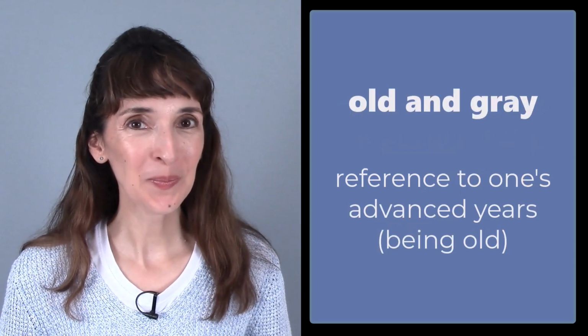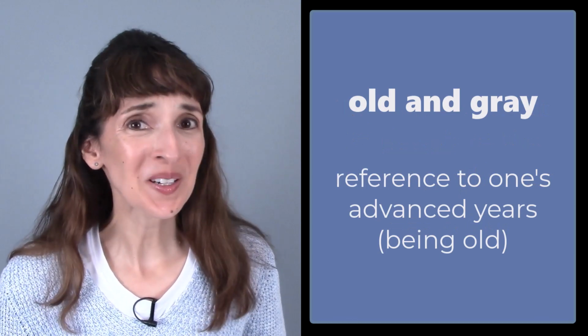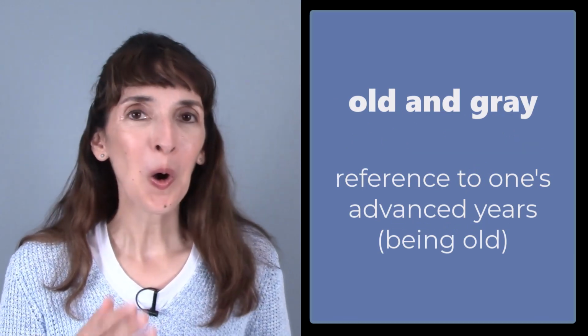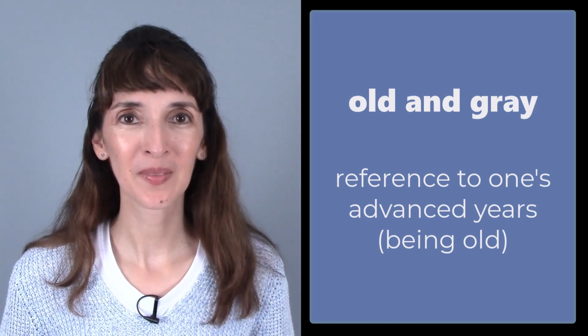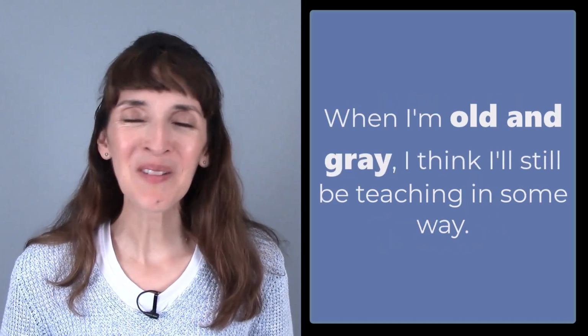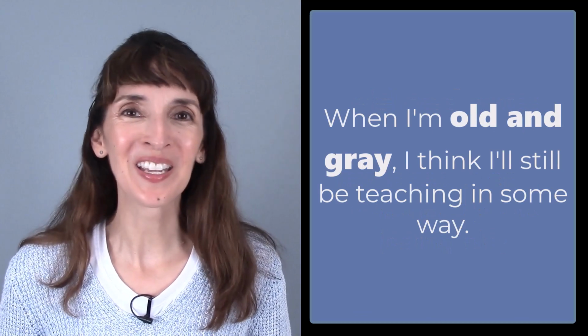Old and gray. Sometimes we talk humorously about aging. Old and gray refers to those advanced years. When I'm old and gray, I think I'll still be teaching in some way.